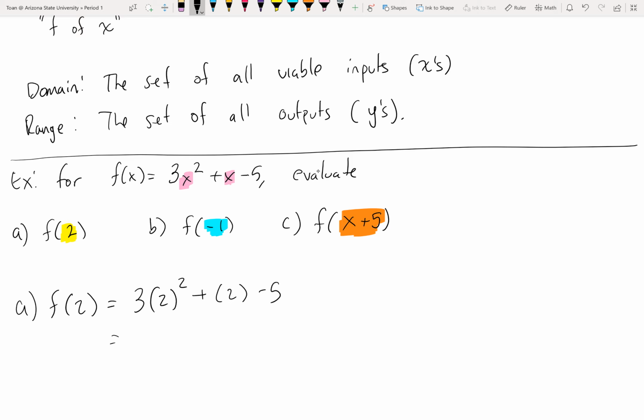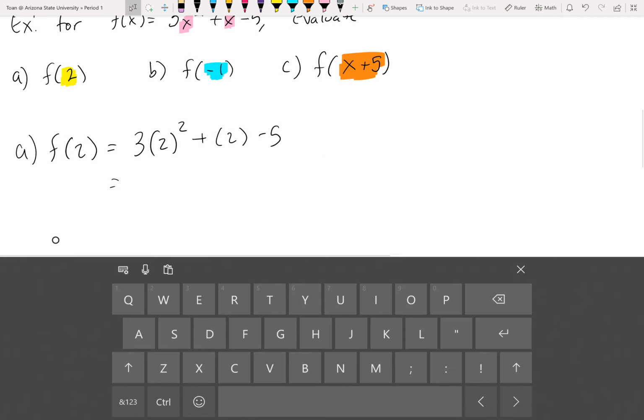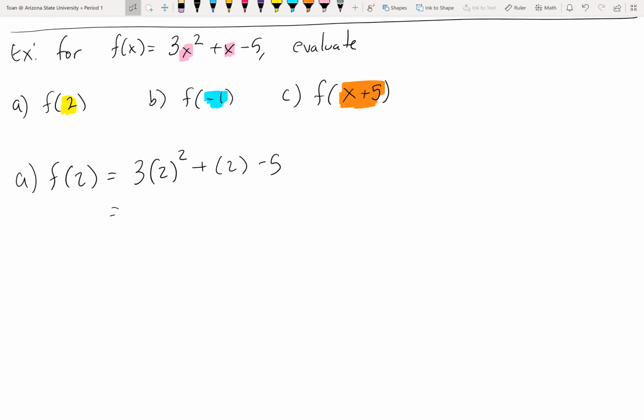That's it. That's you evaluated. That's how we evaluate functions. And the rest is just doing math, which I'm assuming we all know how to do. So that's what? 2 squared is 4 times 3 is 12, plus 2 minus 5 is a negative 3, so plus negative 3 is a 9.